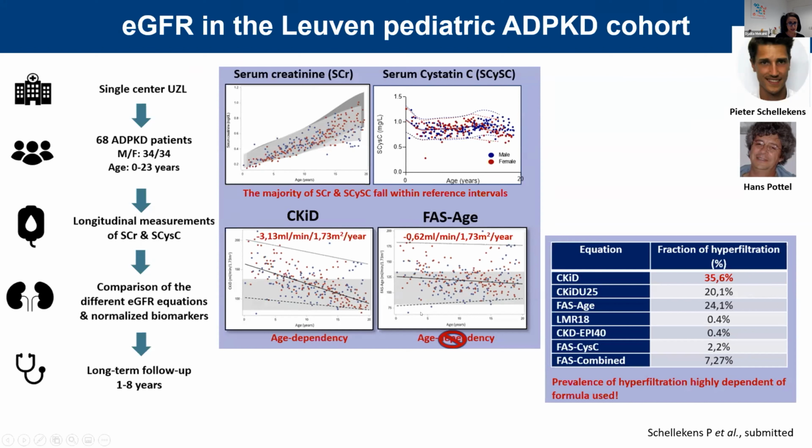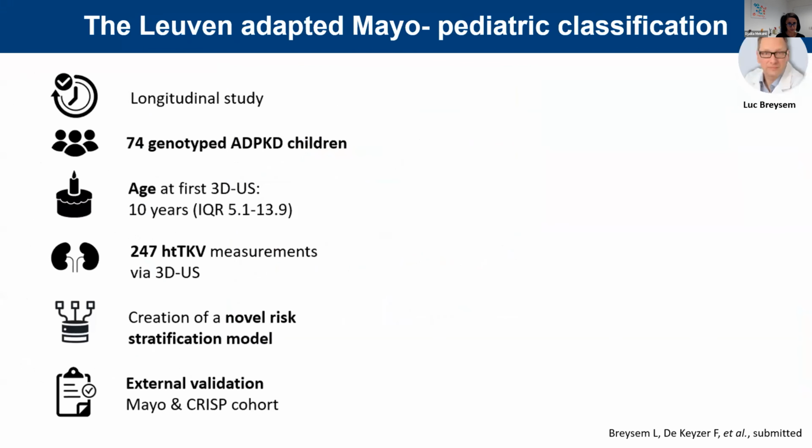And actually, we demonstrated that the yearly decrease of GFR in childhood, the percentage of the hyperfiltration, is really dependent on the equation. So we think that a lot of pediatric studies are using the Schwartz equation with maybe an overestimation of the GFR. And we need to work as a pediatric community to validate the most available equation in pediatric research.